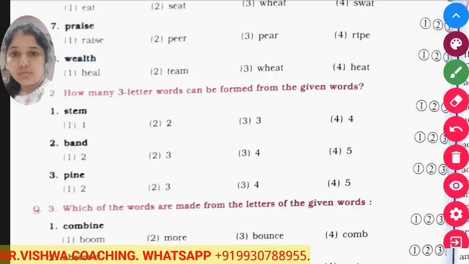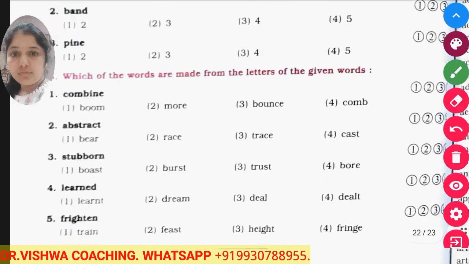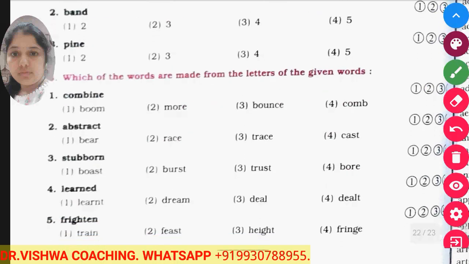Now like this you can do for the word band and pine. Ban and, okay, dab, bad. So many words can be formed. How many words you can form? You have to calculate, and you have to choose the correct option. And also from the pine also you have to form the words. So this too is for your homework, because as much as you will solve and you will try to solve the question, it will give you the marks.